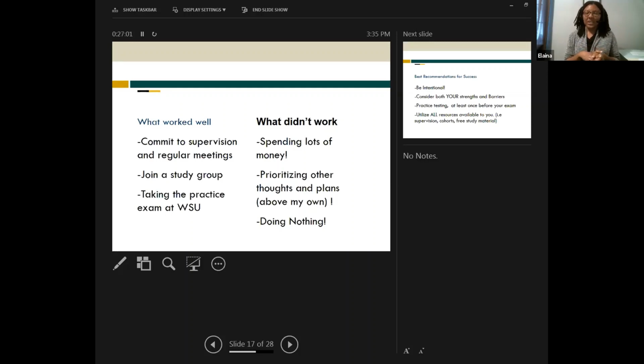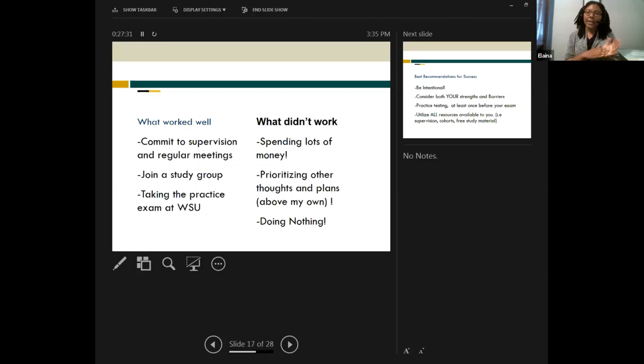What didn't work? Spending a lot of money. Now, I'm pretty frugal, but I do know some of my cohort counterparts spent hundreds and hundreds of dollars, and they still didn't take the test. And it's just like, we want to make sure we're being smart about our money. I don't think it's really necessary to spend a lot of money in order to pass the exam, but rather, what are you doing with the resources that you already have? So really be mindful about that.